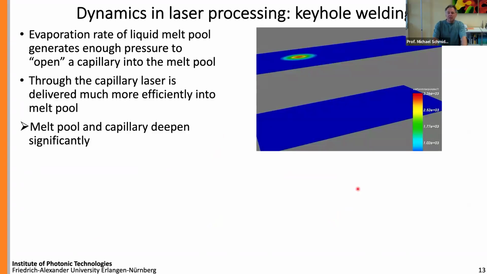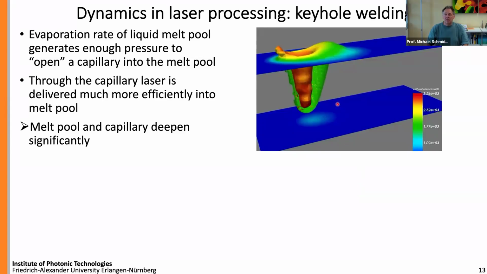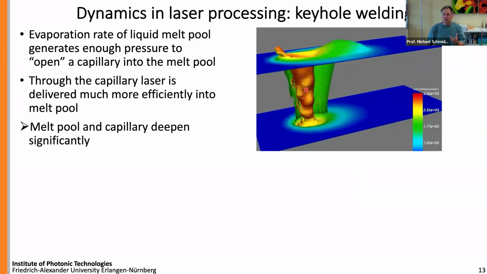But now let's go to a bit more complex processes. So this is a simulation done by Andreas Otto many years ago when we were working together here in Erlangen. It's about penetration welding or keyhole welding, and you can see that there's a lot of physics going on. So we have a keyhole that is formed by the vapor pressure, and the vaporization is done by the incident laser energy.